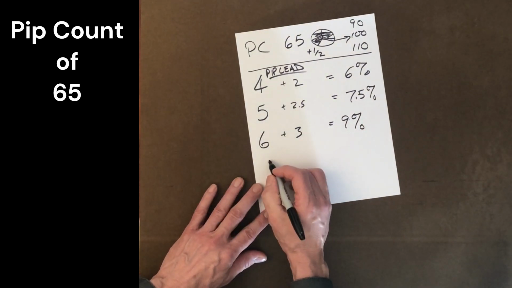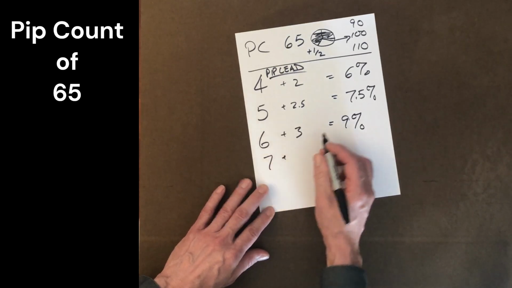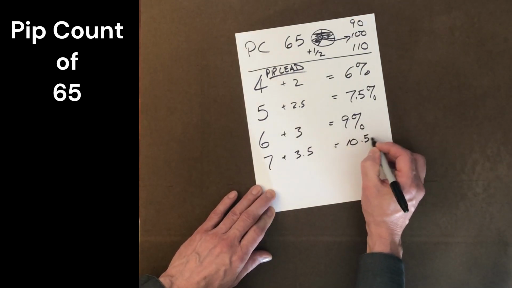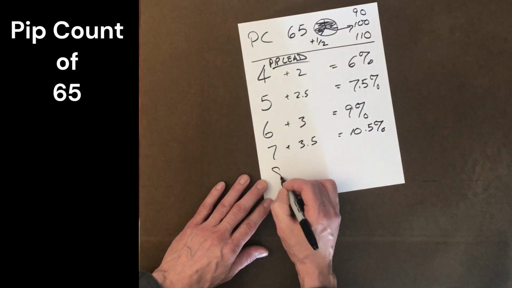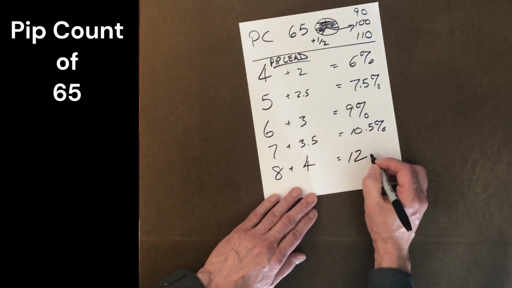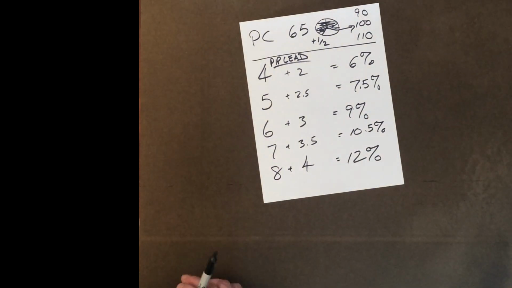9%. Pip lead of 7. We're going to add half. 3.5. 10.5%. And pip lead of 8. We're going to add half. 12%. Anything really close to 65, 66, super easy. Just add half.